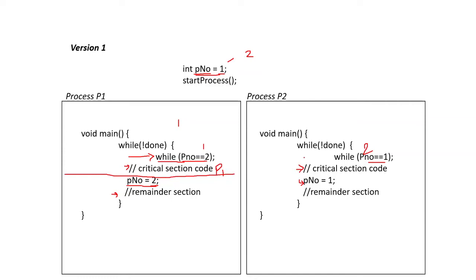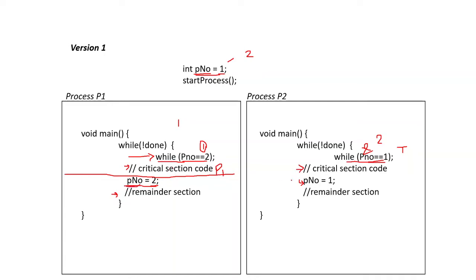Now p2 has started. Now p2 wishes to enter into the critical section. The current value of p number is 1 in this case. So when this while loop is executed, this condition will be evaluated to true, and now process p2 needs to wait until this condition becomes false, or the value of p number is changed to 2. Now the value of p number will be changed to 2 only at this step, that is, when p1 finishes executing in the critical section, it will come out and change the value of p number.